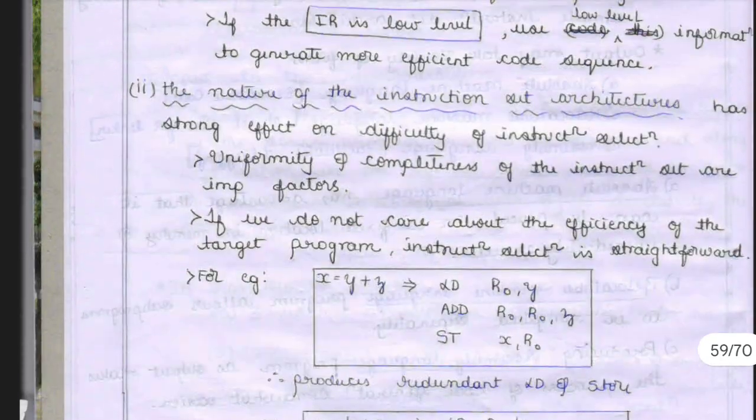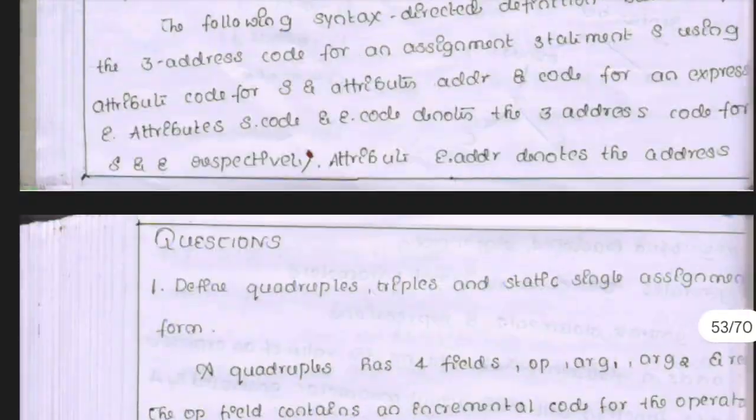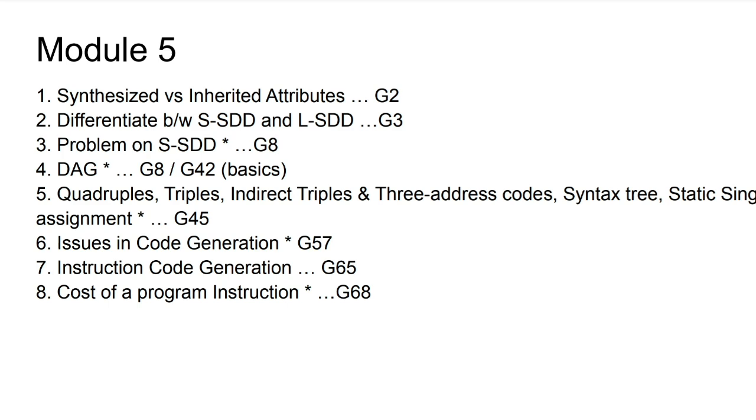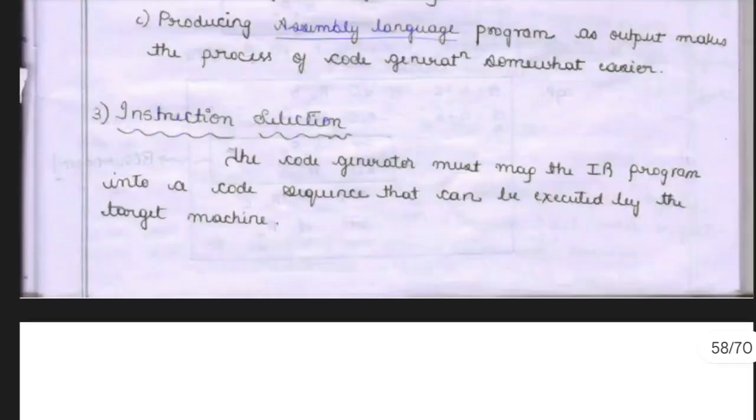Okay. So yeah, that was the theory, three theory topics from module 5 which are important. And then we can get started with the problems. There are two problems here. First we will get done with the instruction code generation and cost of program instruction, because these are closely related.